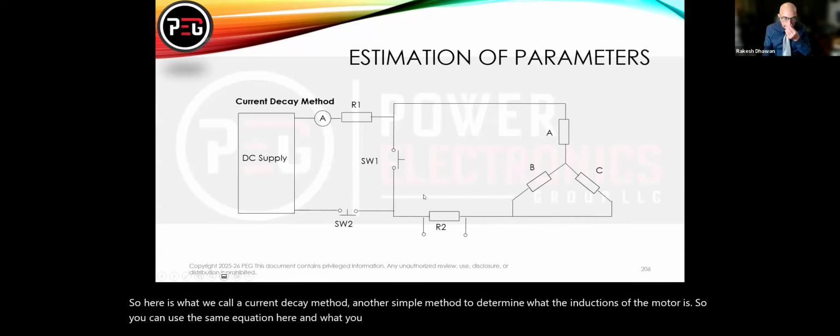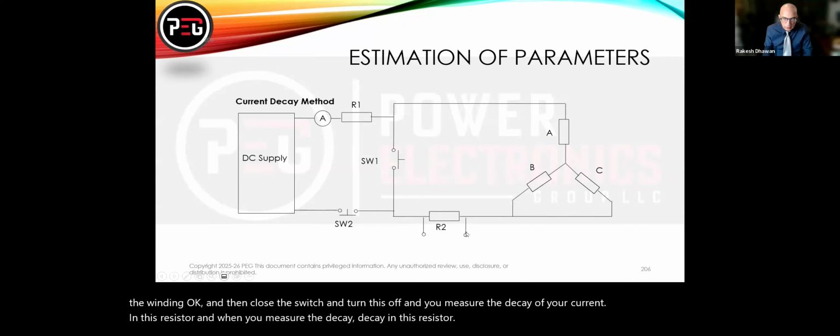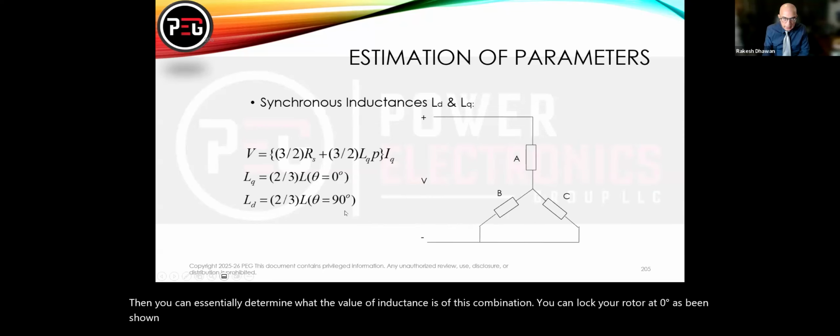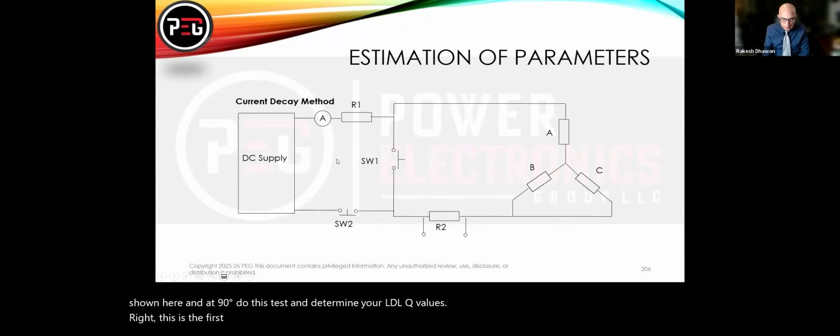And what you can do is turn on this switch first, build the current in the winding, okay? And then close the switch and turn this off. And you measure the decay of your current in this resistor. When you measure the decay in this resistor, then you can determine what the value of inductance is of this combination. You can lock your rotor at 0 degrees, as has been shown here, and at 90 degrees, do this test and determine your LD/LQ values, right? This is the first step in determining LD/LQ.